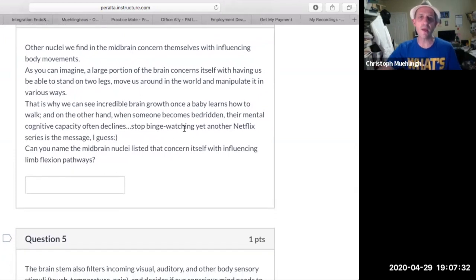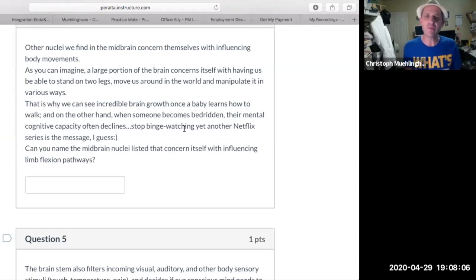Other nuclei, but on the test, it's just on the term list when I say that, all right? Other nuclei we find in the midbrain concern themselves with influencing body movements. As you can imagine, a large portion of the brain concerns itself with having us be able to stand on 2 legs, move us around in the world, and manipulate it in various ways. That is why we can see incredible brain growth once the baby learns how to walk. And on the other hand, when someone becomes bedridden, their mental cognitive capacity often declines.